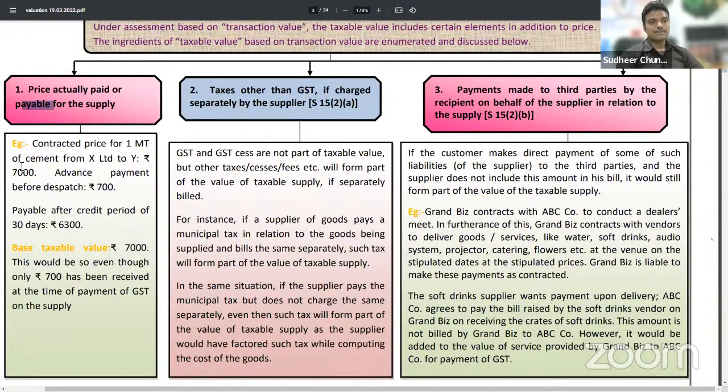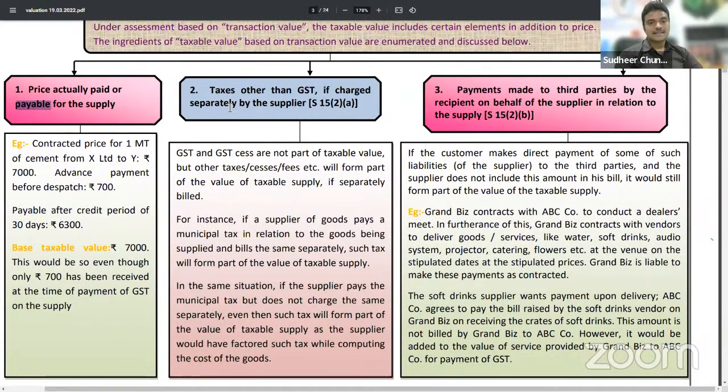For example, here if you see, contracted price is 7,000. Initially advance 700 is given. What is the transaction value? Transaction value is the payment received 700 plus receivable 6,300. Total 7,000 will be regarded as the taxable value. So price actually paid or payable. That means even credit sales will also be liable to GST. That is the first part.